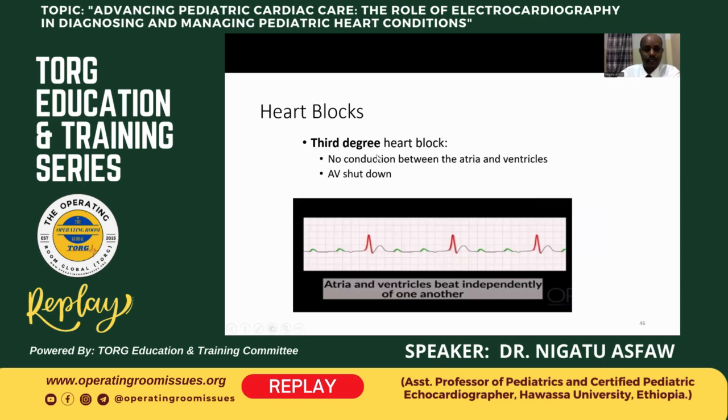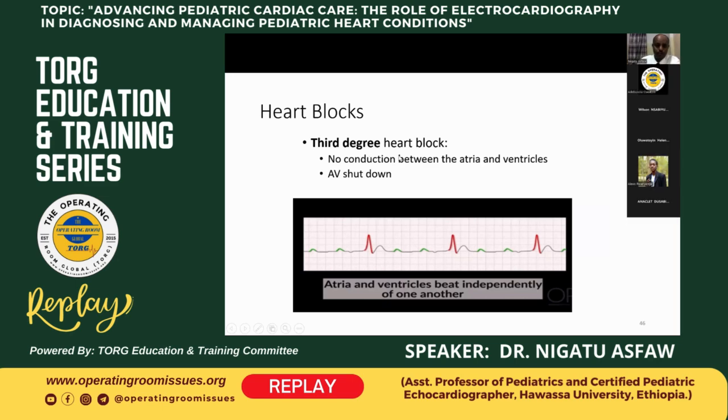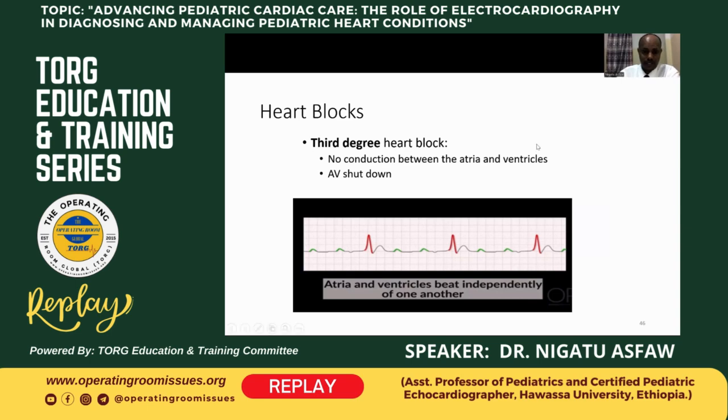And in the third degree heart block, there will be no transmission of impulse from the atrium to ventricle. So there is no relation between the P and the QRS. That means atrium and the ventricle beat independently. So there is no pattern in order to associate the P wave with the QRS.